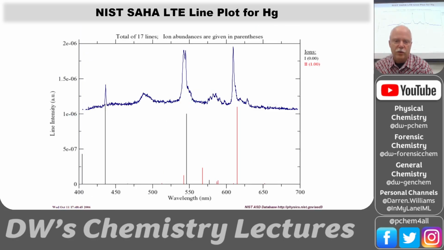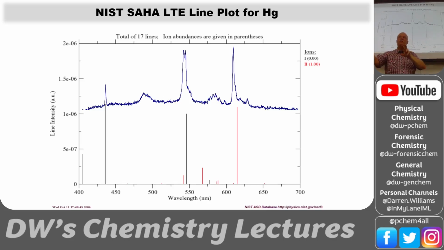Okay, so this is what I wanted to show. When mercury first starts, the mercury light is green, because this black line and that black line are the ground state mercury lines. But as it warms up, it becomes more white because this line is due to the ion. And so we're not going to get into that, but that shows that things can be even more complicated.